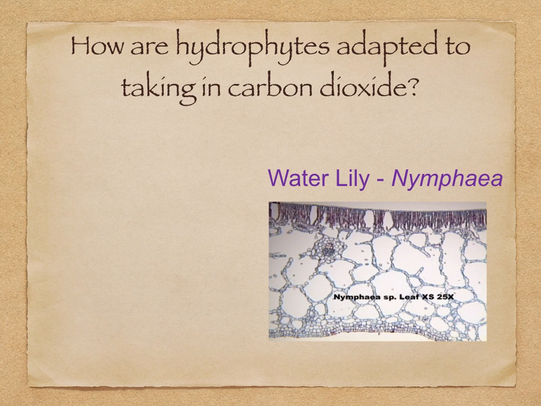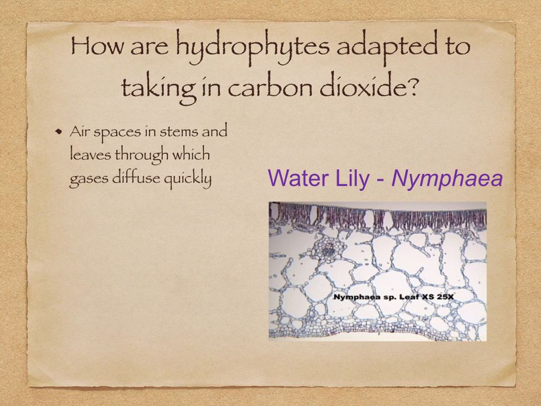Now the problem for hydrophytes is that carbon dioxide, which is needed for photosynthesis, diffuses through water much more slowly than it does through air. The same applies for oxygen, needed for plant respiration, since it's not very soluble in water. Therefore, many hydrophytes have an extensive system of air spaces in their stems and leaves through which gases diffuse quickly.